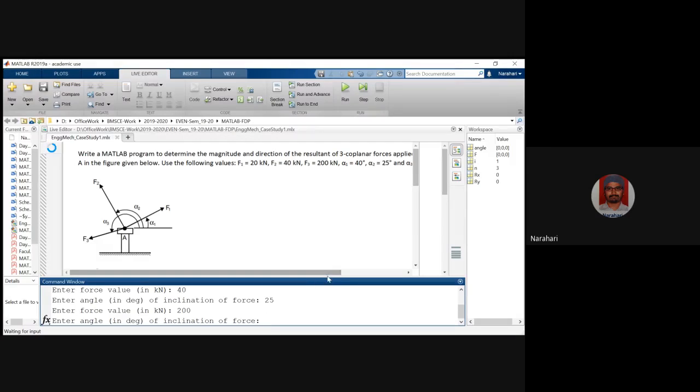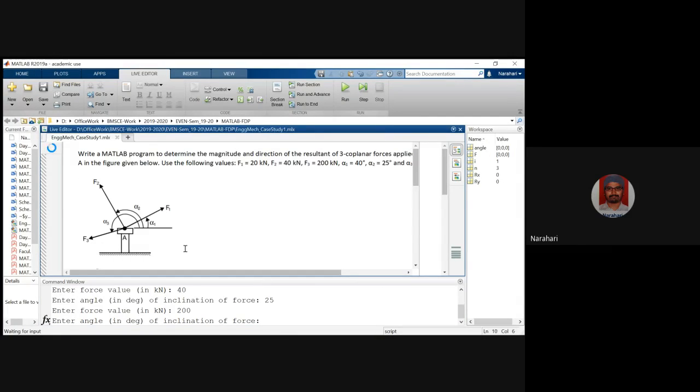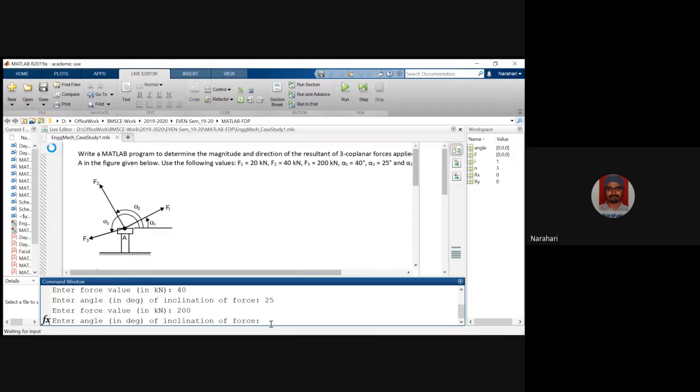One of the participants pointed out that it cannot be 58 degrees. It could be anything. This figure is just indicative. It is not necessary that the forces are exactly like that, because 25 degrees won't be the angle of F2. So it is not an issue. We will just give whatever numbers we have got, 58. So you can see here.